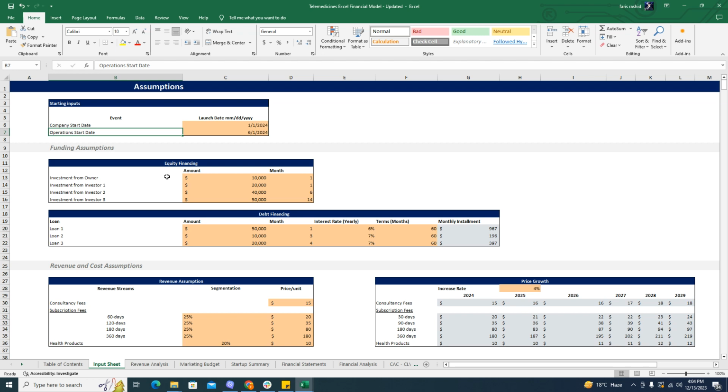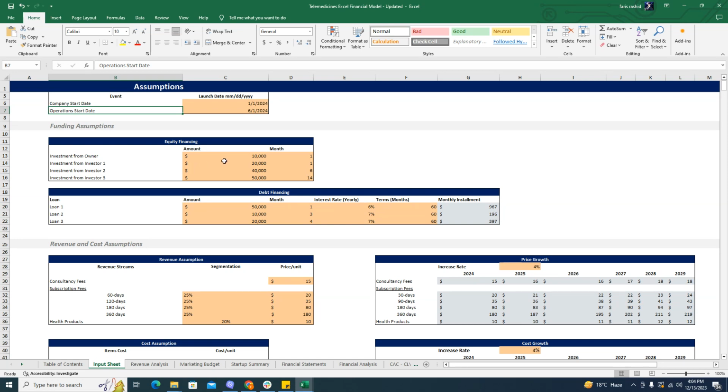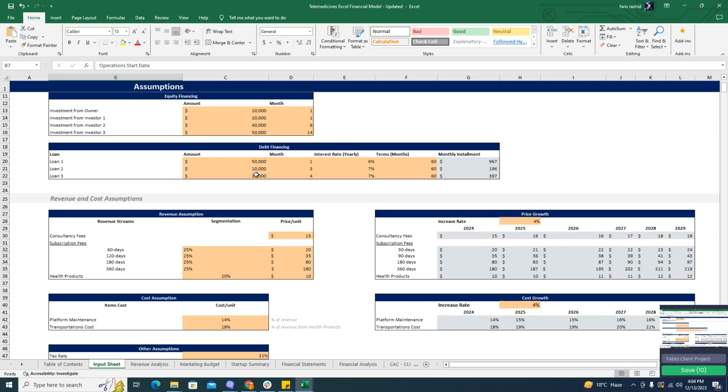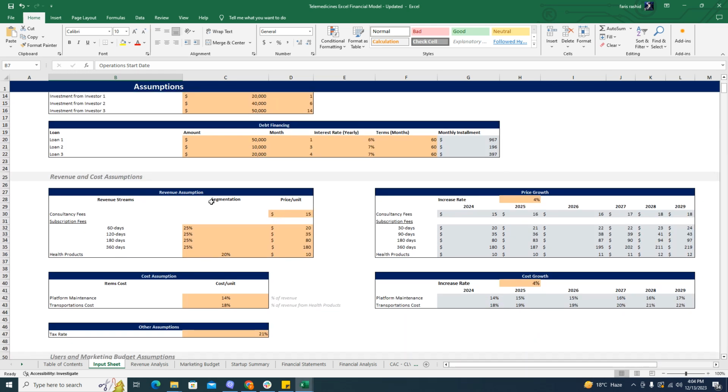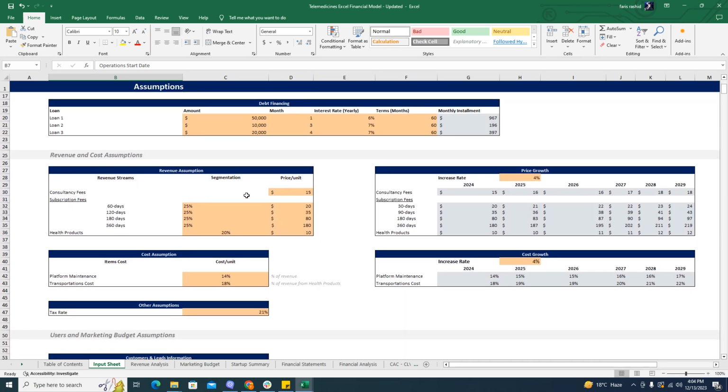Then comes the funding assumptions. This tells about the equity and debt financing of the business. All the assumptions are relevant towards the fundings. Then comes the revenue and cost assumptions. The revenue and cost assumptions basically give you a brief on the company's revenue streams and its costs, which are relevant to the revenue streams.